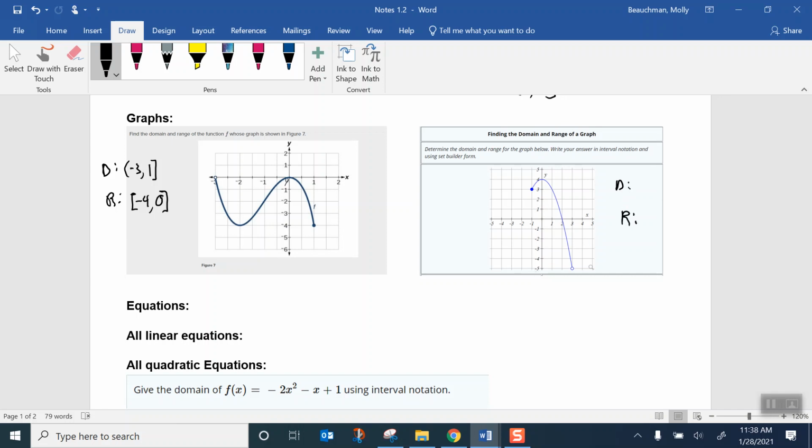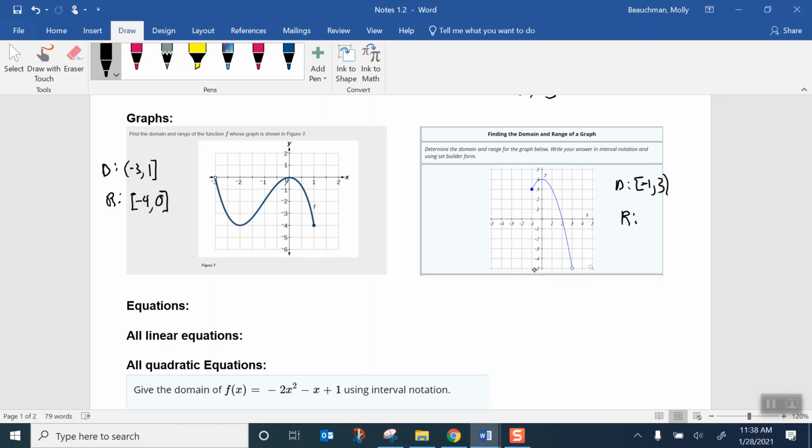All right, domain are the x values. In this case, we start at -1, including -1, end at x equals 3. There's an open circle, so there's a parenthesis. So the domain is the set of all values from -1, including -1, to 3.